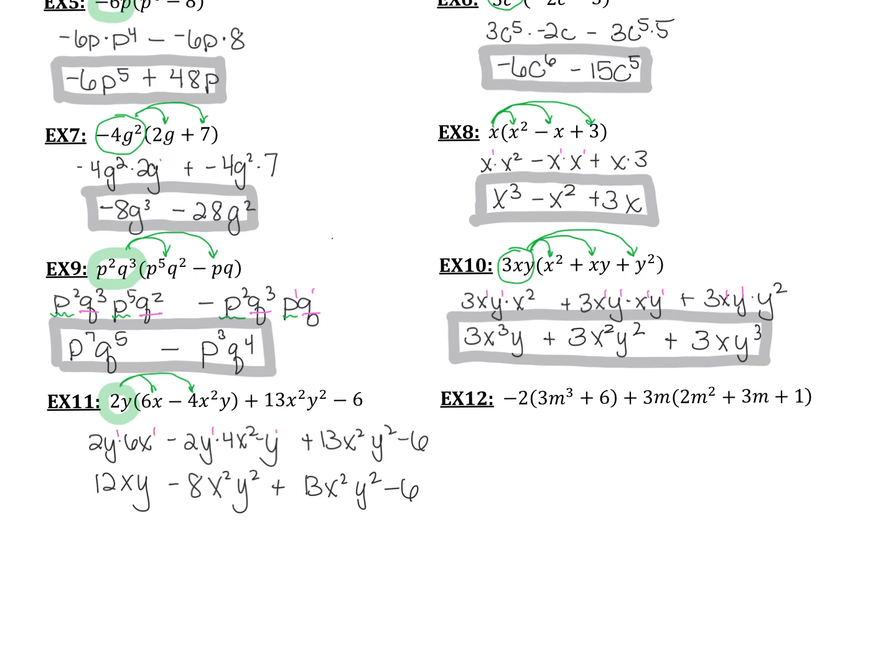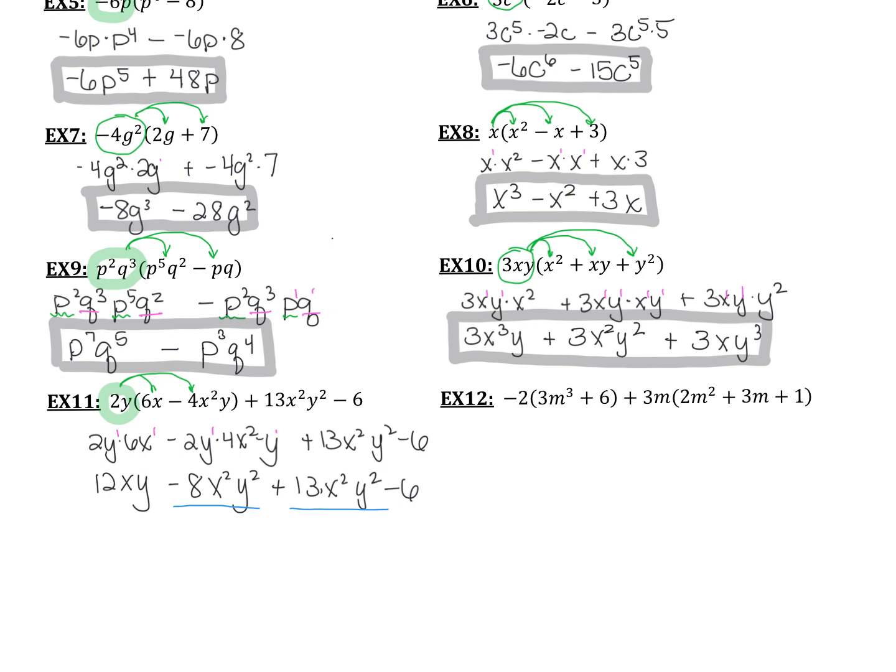Well, it just so happens I have a negative 8x squared y squared and a 13x squared y squared. My 13 kind of looked like a B. Let's see if I can fix that. 13x squared y squared. Those are like terms. What defines a like term again? Remember, they have to have what? Same variable and same exponent, which this has. This has an x squared, y squared, x squared, y squared. Whereas my 12 doesn't have either of those things.